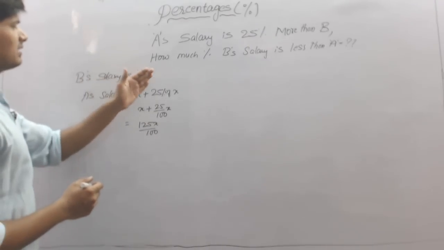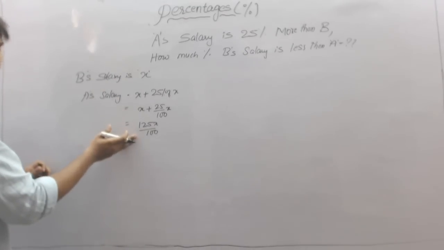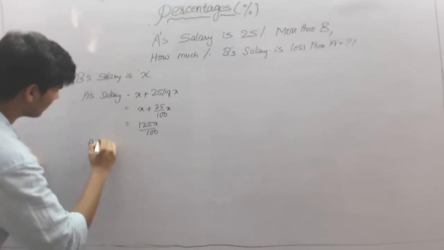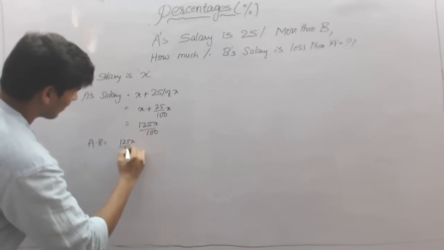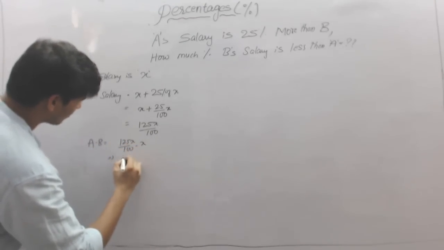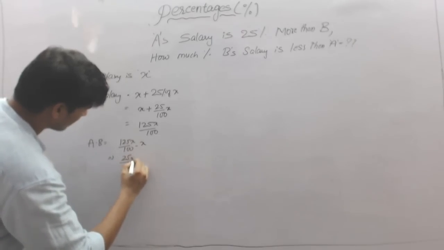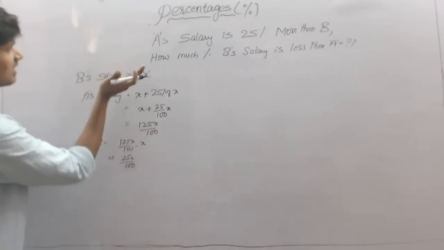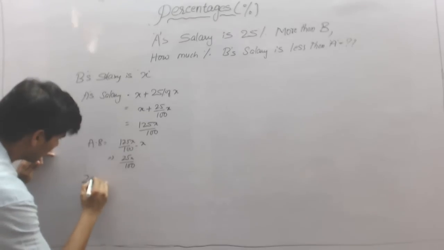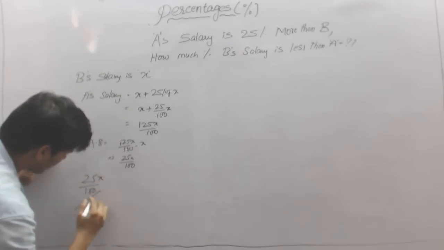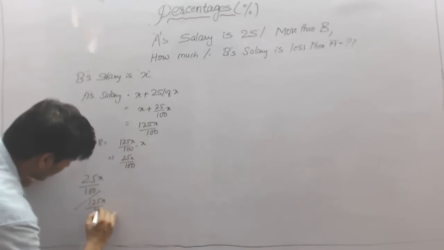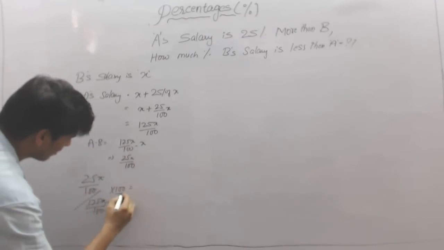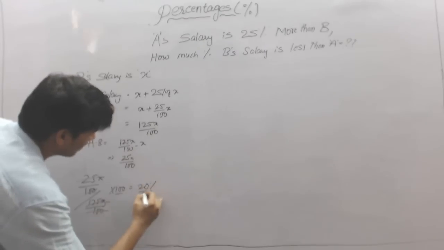Now how much percentage B's salary is less than A? How to find less than? Now A is how much more than X? What is the difference? A minus B gives you 125X by 100 minus X. What does it give? 25X by 100. So the difference is this much. Now this difference is how much less than A? That is 25X by 100 divided by 125X by 100, into 100. So simply you cancel this. 25 fives are 125, that gives you 20%.